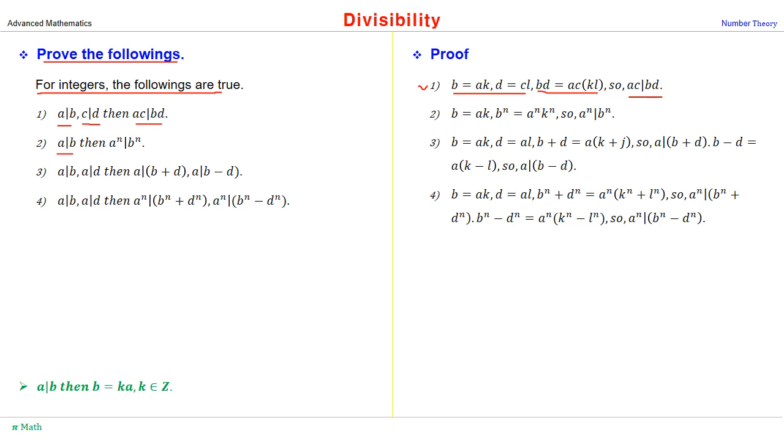If A divides B, then the nth power of A divides the nth power of B. If A divides B and A divides D, then A divides B plus D and A divides B minus D. If A divides B and A divides D, then the nth power of A divides the sum of the nth powers of B and D, and also the nth power of A divides the difference of the nth powers of B and D. The proof is so simple, so I'll omit the detailed explanations.